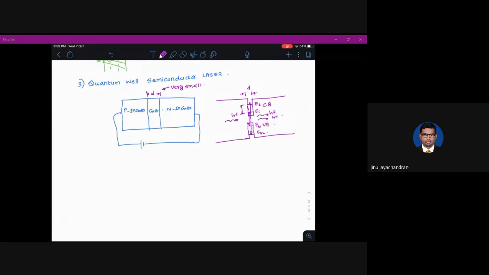So this is a single well where electrons jump from a high energy state to a low energy state. And the important property of this quantum well structure is that it needs only less threshold current.